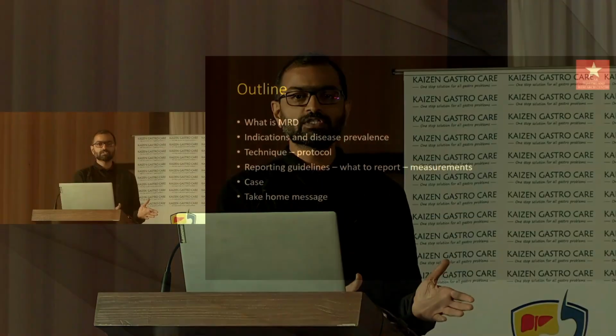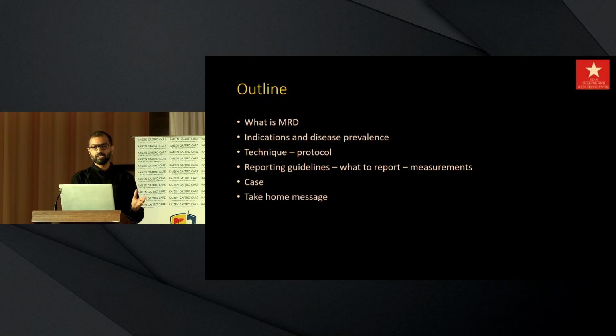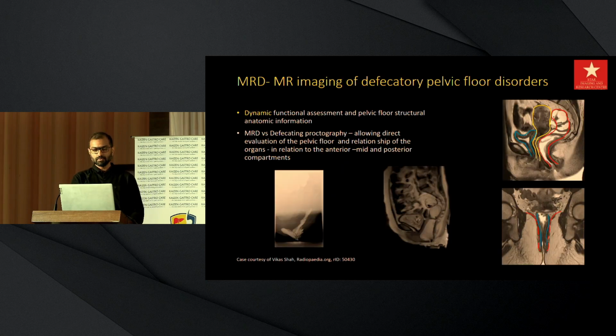So, as a part of this talk, I'd like to focus on the outline: what basically is an MR defecogram, indications, why the patients come to a radiology department, and what is the disease prevalence. The technique, it may not be very relevant to this population, but I'll still briefly cover what exactly is done and how it is done. Reporting guidelines. Sir has already spoken regarding why everything should be guideline based, and hence I'll brief on the protocol for imaging a patient with the appropriate guidelines and the reporting guidelines as well. We'll see a few cases and then the take home message.